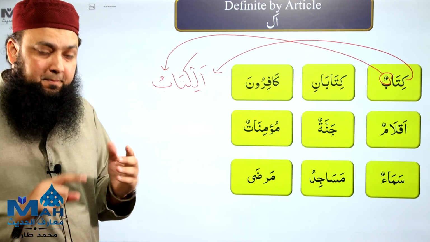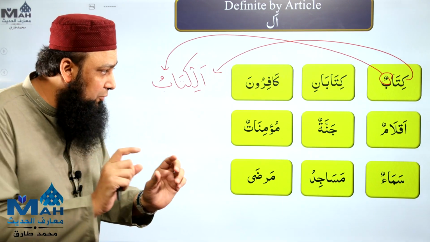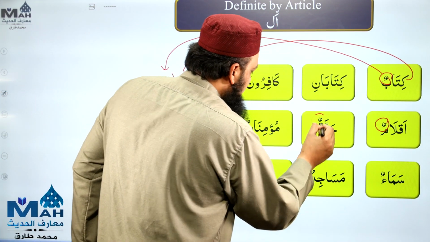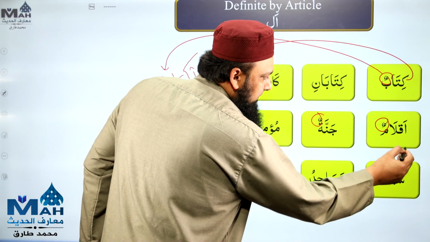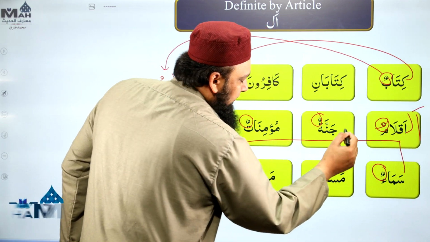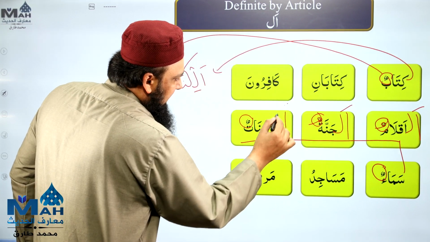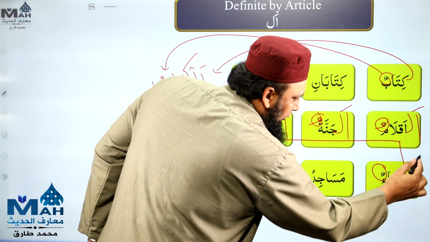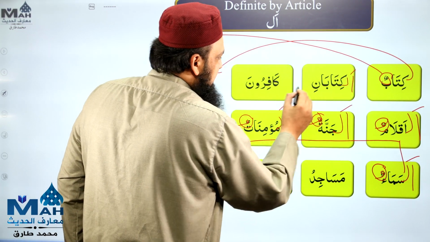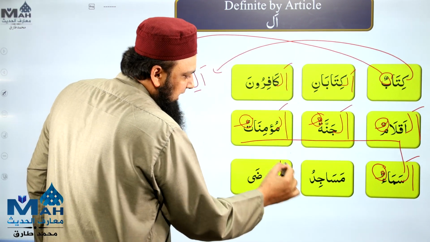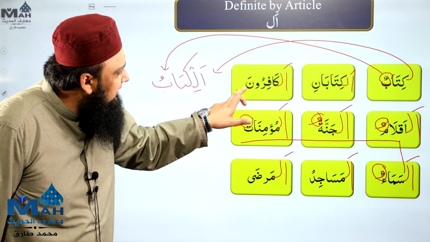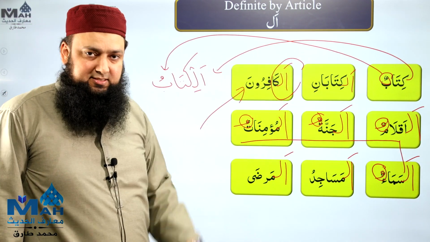Kitabun, al-kitabu. Please keep in mind, in any noun having tanween, when we use al the tanween gets dropped. Aqlamun, jannatun, mu'minatun, sama'un. In these four nouns, when we use al, the tanween gets dropped: al-aqlamu, al-jannatu, al-mu'minatu, as-sama'u. For the remaining others, there is no change, only al comes and adjusts: al-kitabani, al-kafiruna, al-marda, al-masajidu. But by meaning there is a change: before it was indefinite, now with al it is definite.